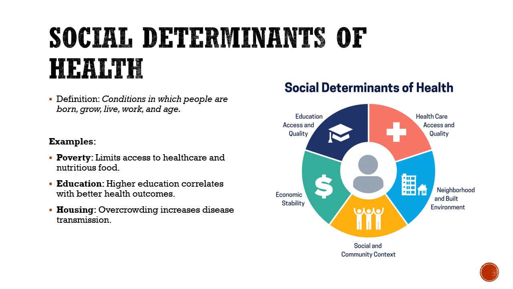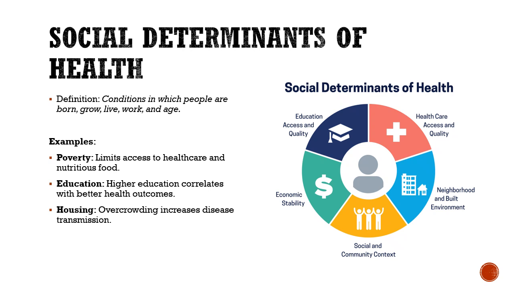Social determinants of health. Health is not only determined by medical care. Social determinants, the conditions in which people are born, grow, live, work, and age, play a huge role. Poverty limits access to healthcare and nutritious food. Education influences health outcomes. Higher education is linked to better health literacy and practices.